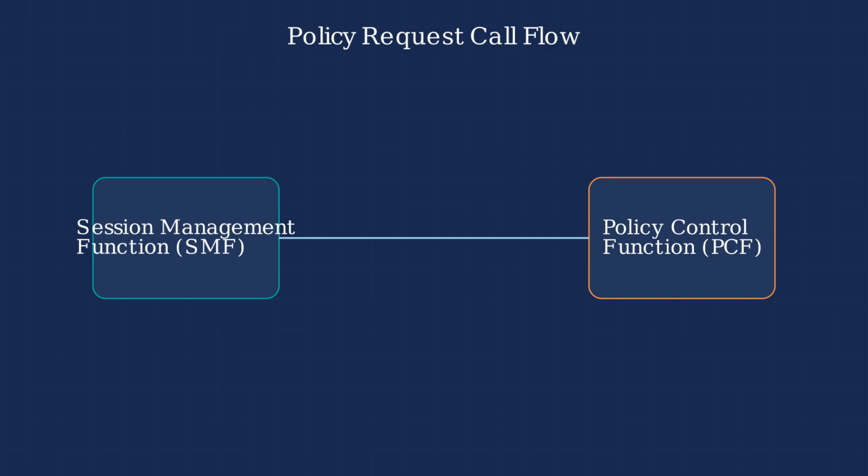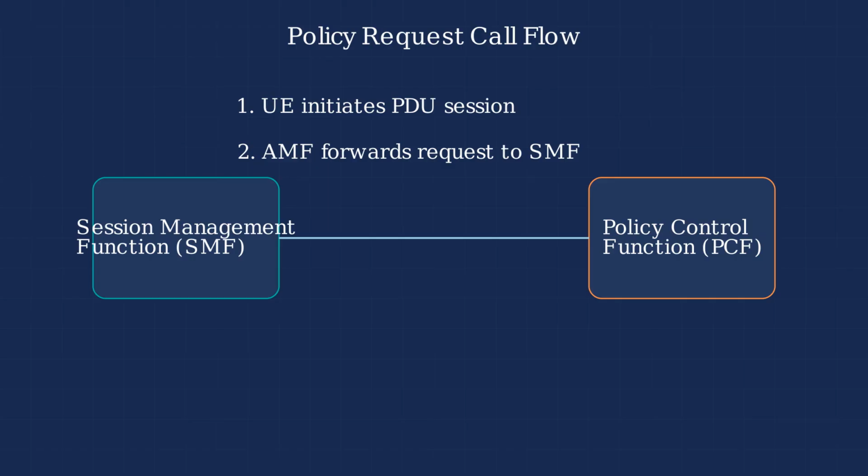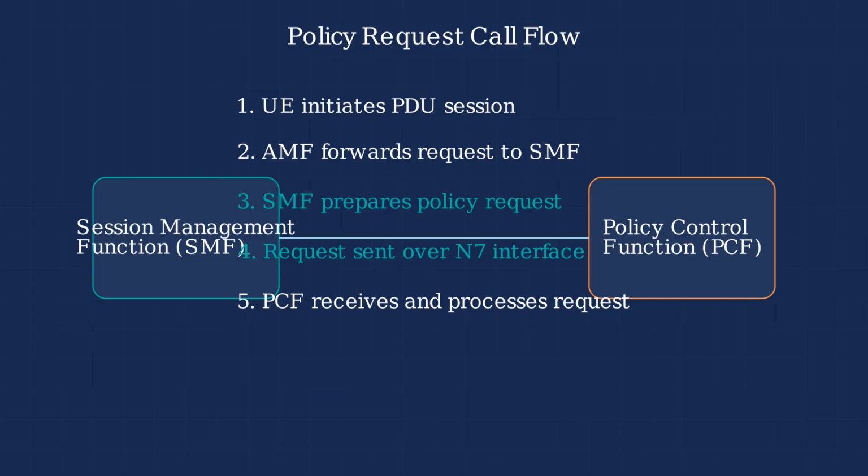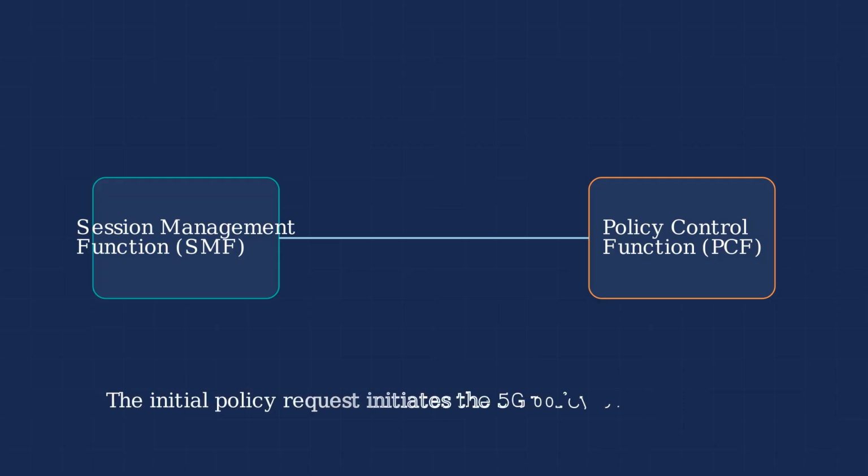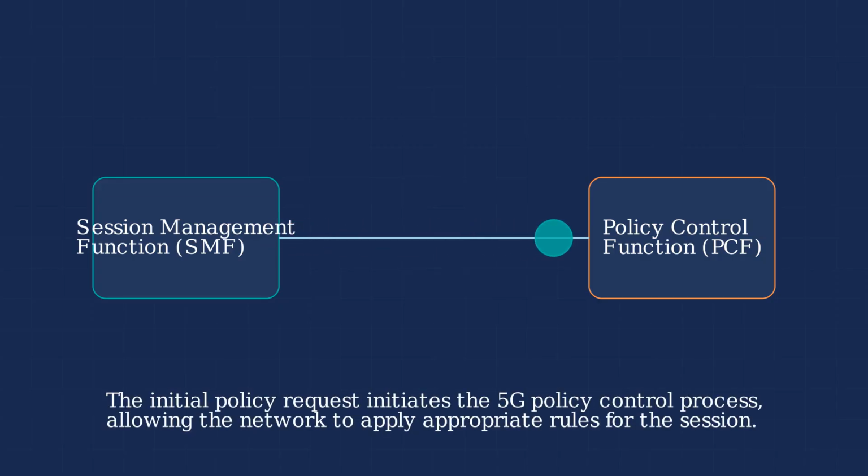Let's examine how the policy request fits into the overall session establishment process. The process begins when a user equipment initiates a PDU session. The Access and Mobility Management function then forwards this request to the SMF. The SMF prepares a comprehensive policy request containing all necessary information. This request is then sent over the N7 interface to the PCF. Finally, the PCF receives and begins processing the request to determine appropriate policies. This initial policy request is crucial as it initiates the entire policy control process, allowing the 5G network to apply appropriate rules for service delivery.